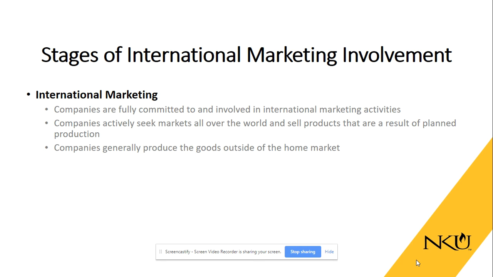International marketing is the next stage here, and companies at this stage are fully committed to and involved in their international marketing activities. At this point, companies are actively seeking markets all over the world to sell products that are the result of actual planned production. Planning entails not just marketing, but planning for the production of goods outside the home market. So with international marketing, we have identified countries where we think we can sell our product, and we are producing our product for those countries.